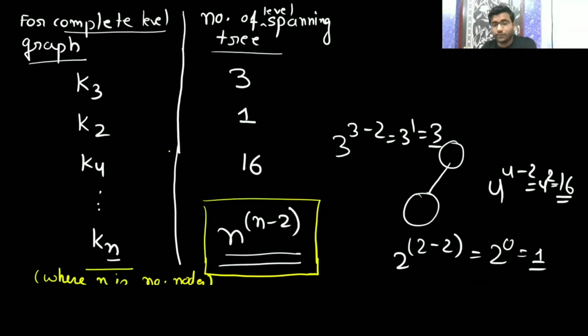It's n to the power n minus 2. Look, if I take K4, if you are having K4, like this, it is your K4. There is a logic in the pattern, like A, B, C, D. So it's a complete graph, since from each node you should connect to every other node.